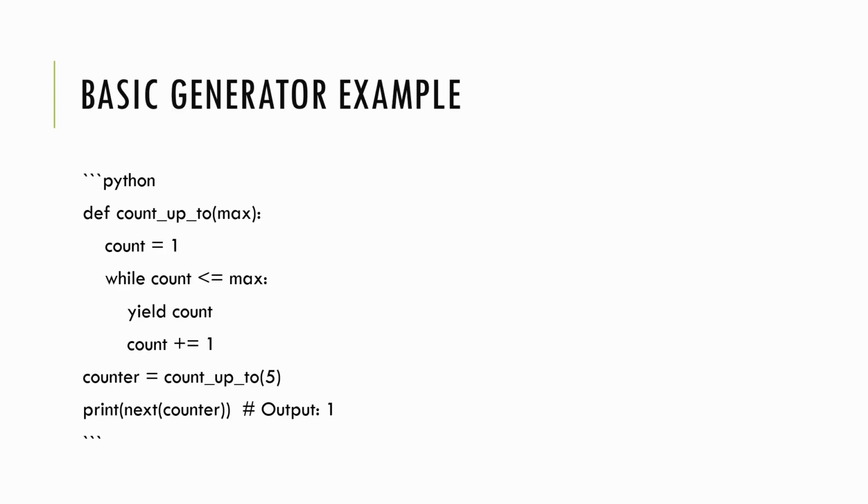Here's a simple example. We have a function called count_up_to, which generates numbers from 1 up to a specified limit. Notice that we use the yield keyword inside the while loop. Every time we call next on the generator, it yields the next number. This process continues until the generator is exhausted.